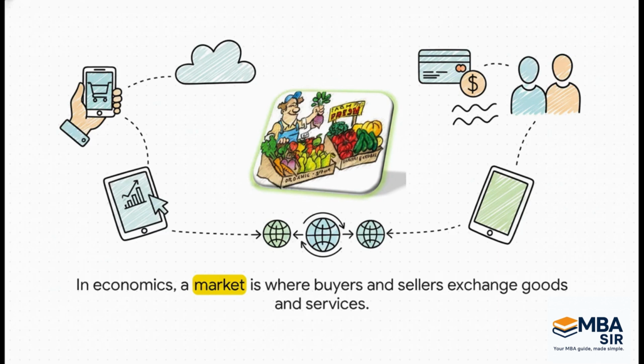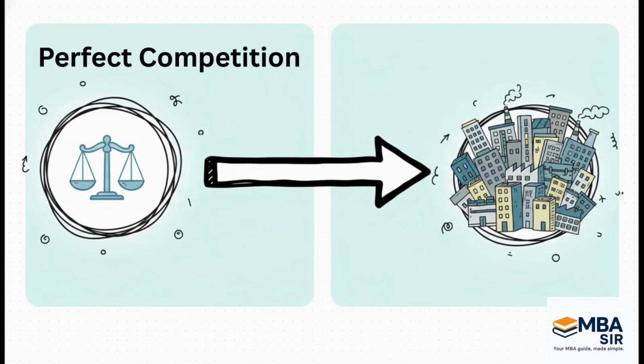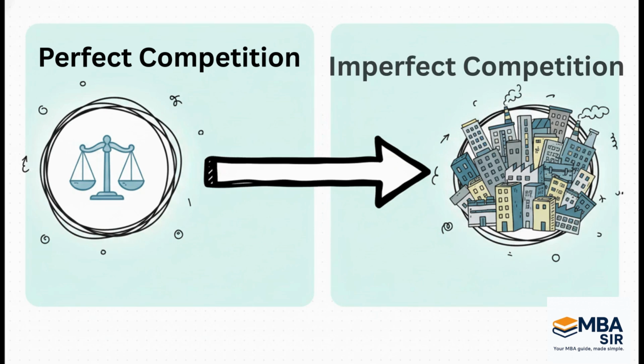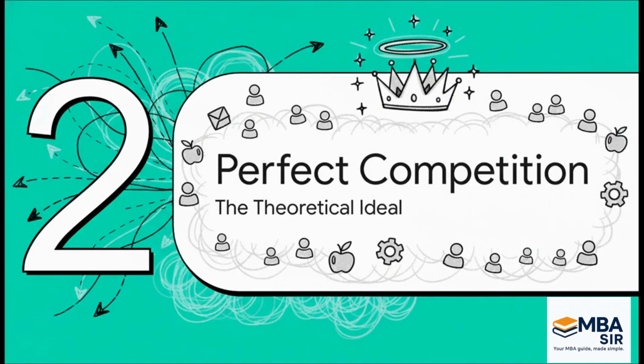So, the best way to get a handle on all this is to picture a spectrum. On one far end, you've got this theoretical idea called perfect competition. And on the other end, you have the messy, complicated, and way more common reality of imperfect competition. Let's start with the perfect world first.